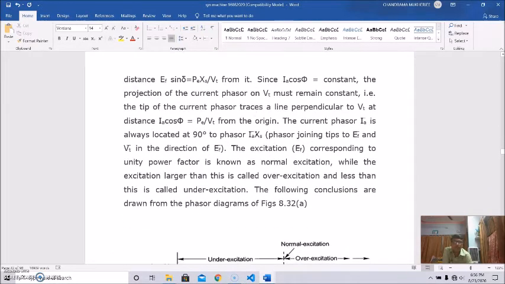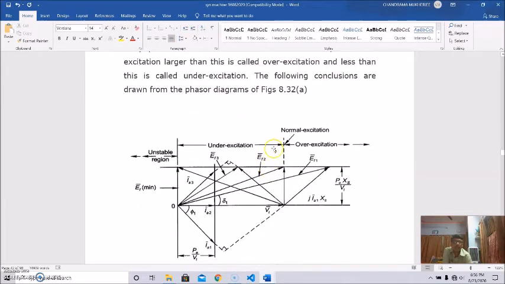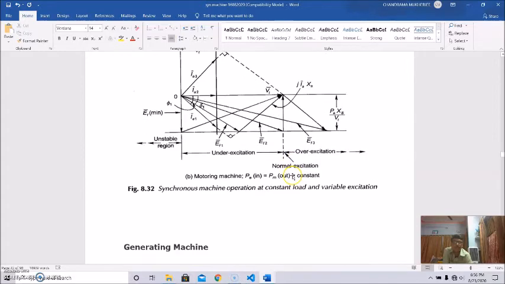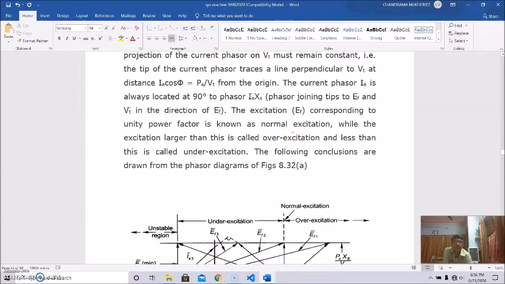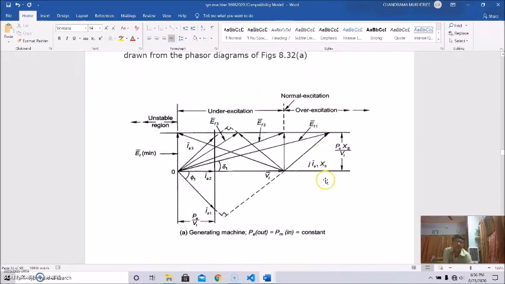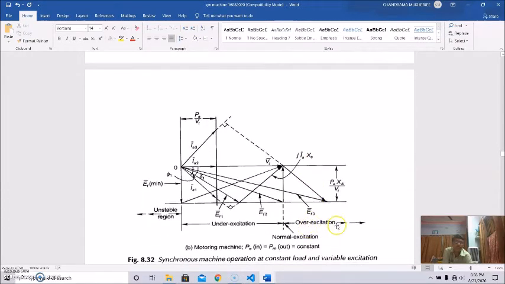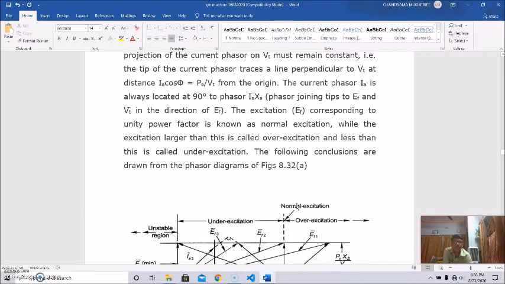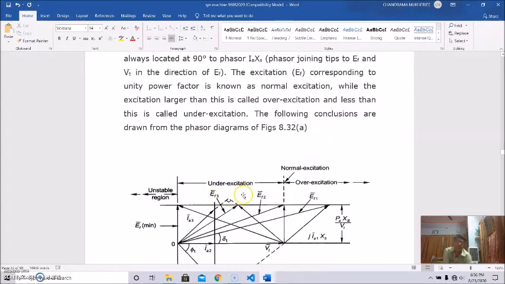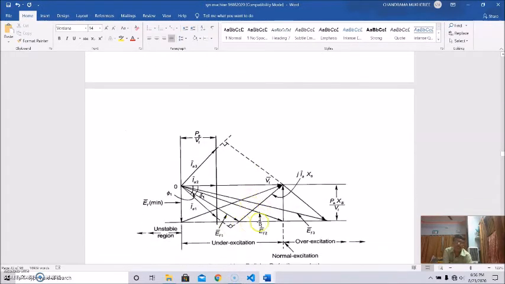The excitation EF corresponding to unity power factor is known as the normal excitation. So that is here, this is known as the normal excitation. Excitations larger than this are called over excitation. So this is over excitation, excitation larger than the normal excitation. And less than it is called under excitation.